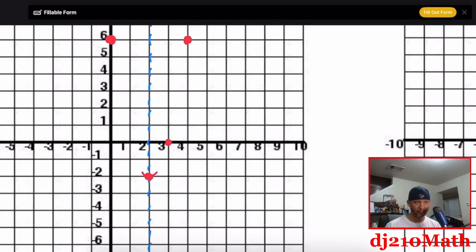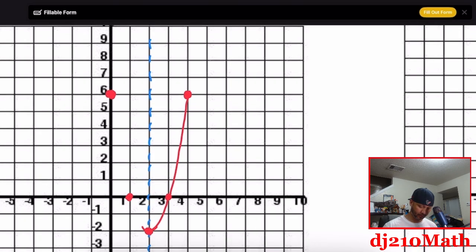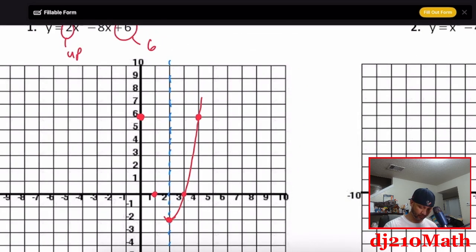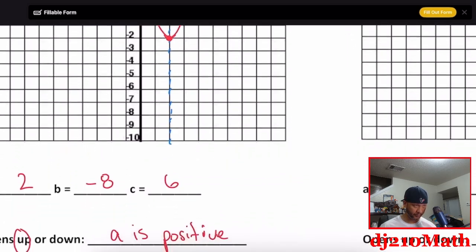All right. We reflect this point across. And there's our quadratic, or our parabola. We can connect the dots. Do we have to answer any more questions at the bottom? I feel like we do.